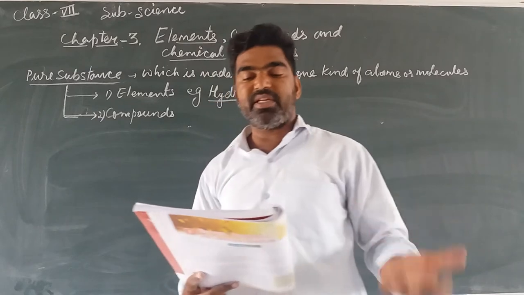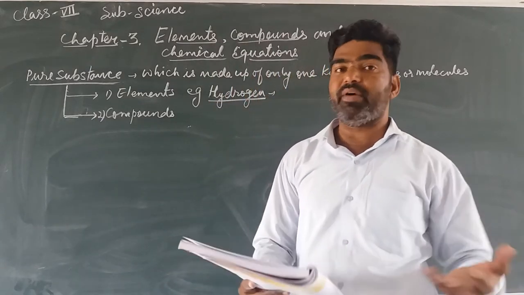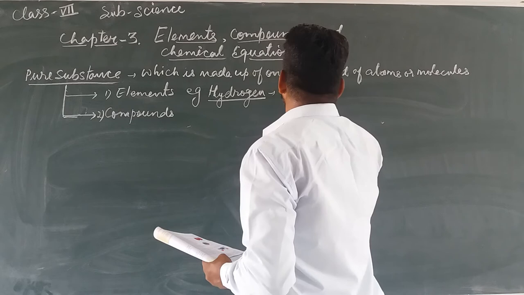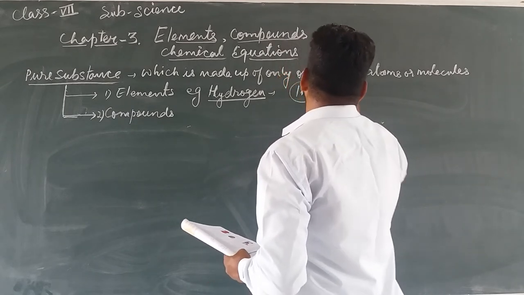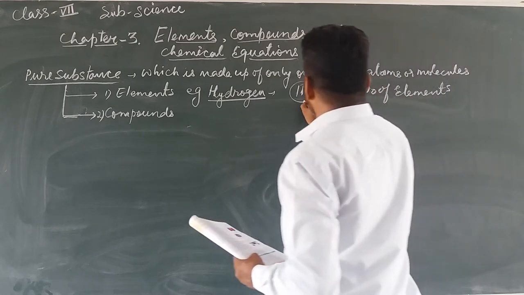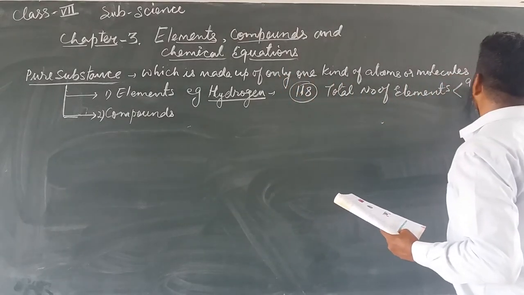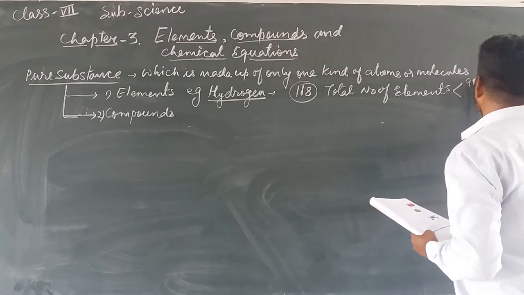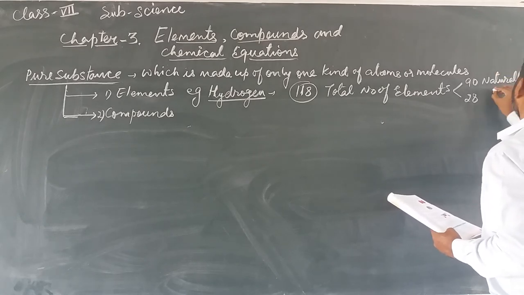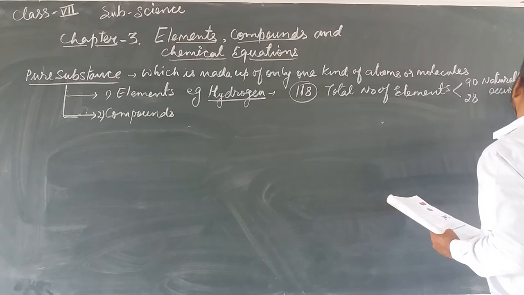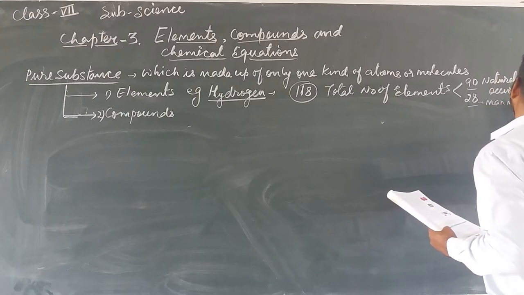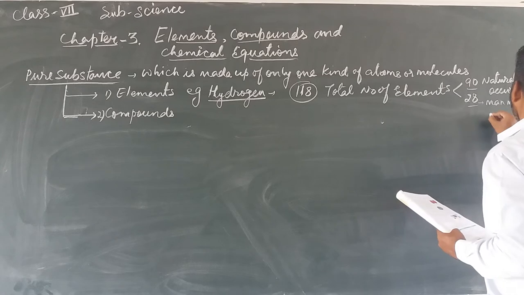So in other examples, oxygen, aluminium, gold, nitrogen, silver, copper, iron, there are many examples of elements. There are 118 elements in nature. These are the total number of elements. Out of that, 90 are natural, and these 28 are man-made, or you can say artificial.